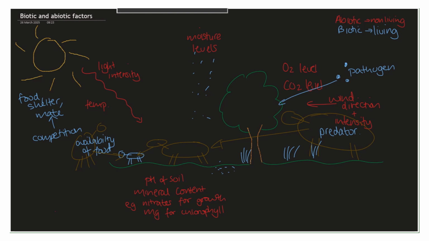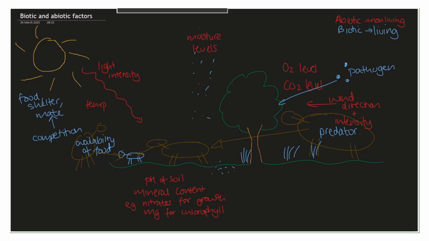The biotic or the living factors that can affect the survival of organisms within an ecosystem. Let's start with pathogens. A pathogen is a disease-causing microorganism. And if a new pathogen is introduced to an environment, the plants may become diseased and not survive. The animals may become diseased and not survive. Okay, so pathogens are a living factor that can affect an ecosystem.